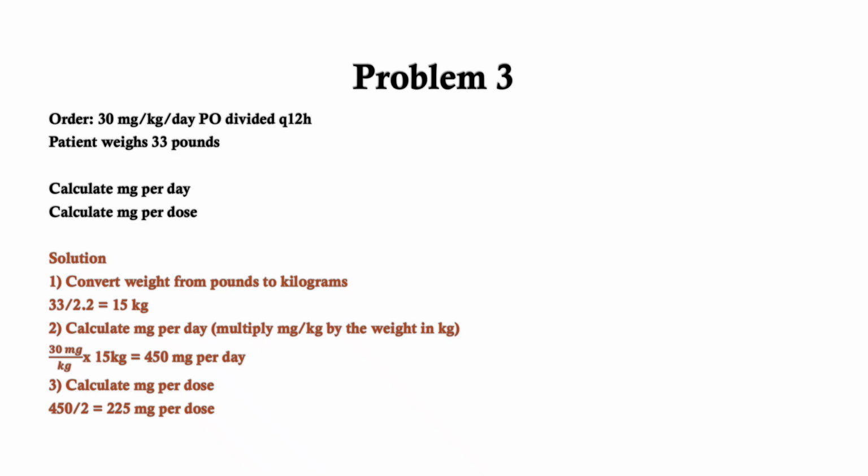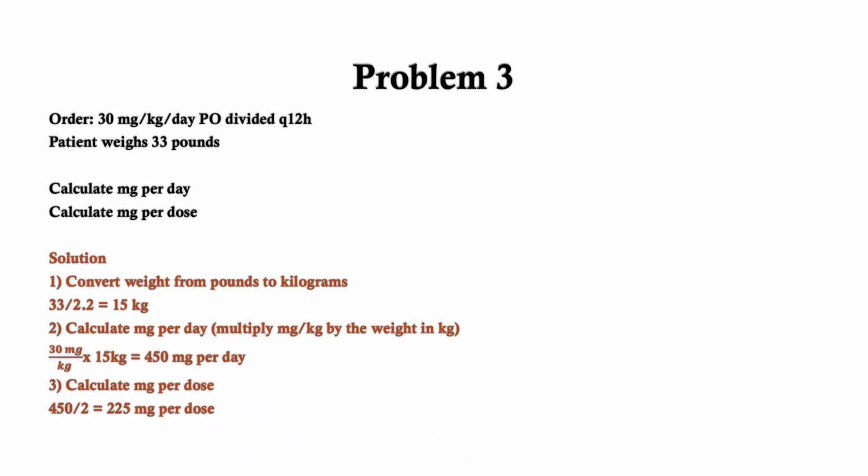Now to calculate milligram per dose, because we know that the daily dose is divided every 12 hours, that means it's 2 doses per day. Now to calculate the milligram per dose, you're going to divide the daily dose by 2. And that's 450 divided by 2, and that's 225 milligram per dose.